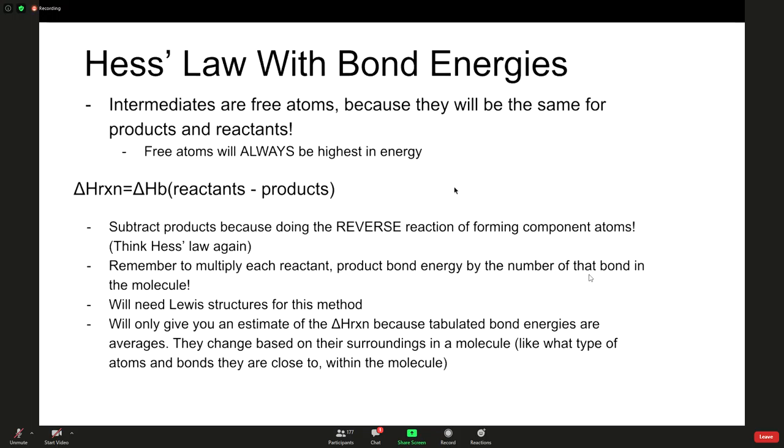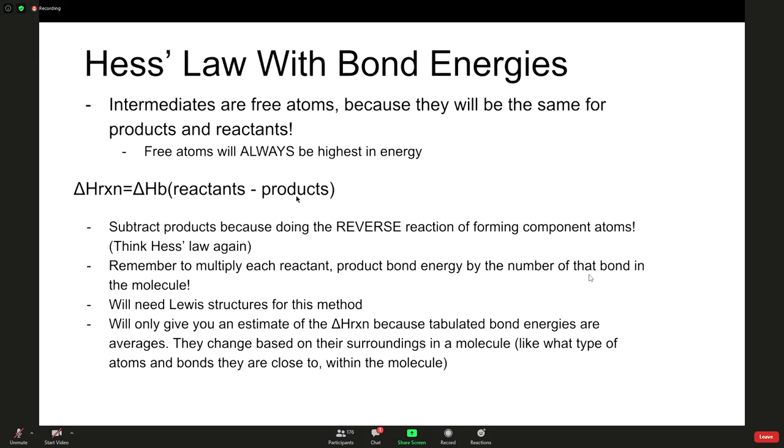So there are two different ways to do this. With bond energies, the intermediates are atoms, and because they are atoms, they will always be higher in energy than both the reactants and the products. In order to figure out the energy ordering of the reactants, products, and the intermediates, all you have to know is the total change in energy of the reaction. You can look at the sign of that to figure out whether the reaction is exothermic or endothermic, and that will determine whether reactants or products are on top.